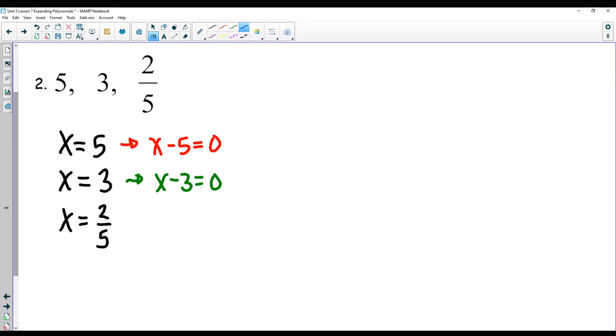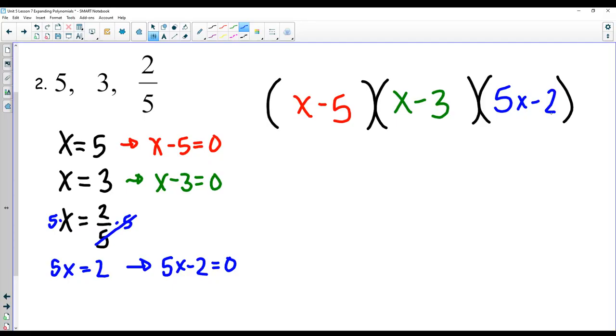The 2/5, you could end up working with x minus 2/5 as a factor, but who wants to deal with fractions? Nobody. So we can fix that. If we multiply both sides by 5, and then subtract the 2, our factor is 5x minus 2. So placing all of our factors in here, now we have to FOIL.